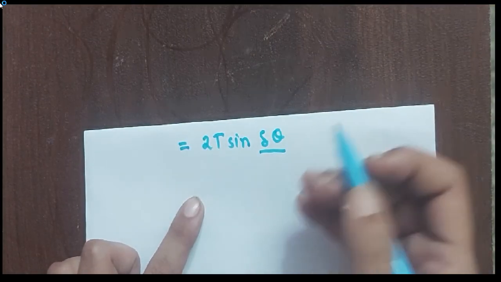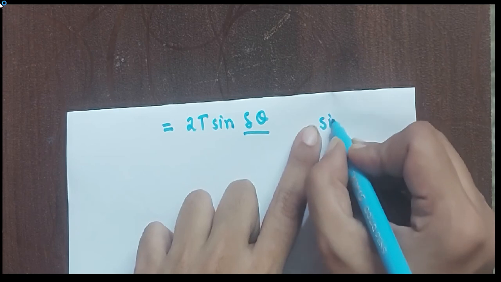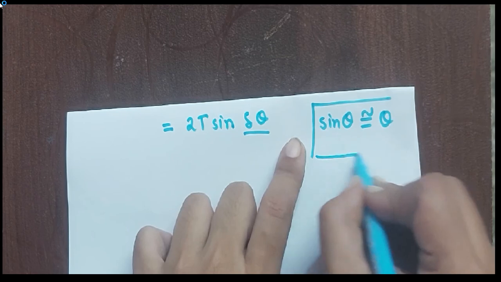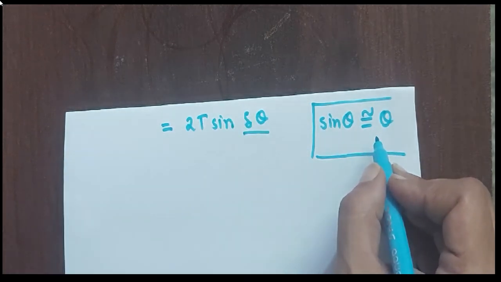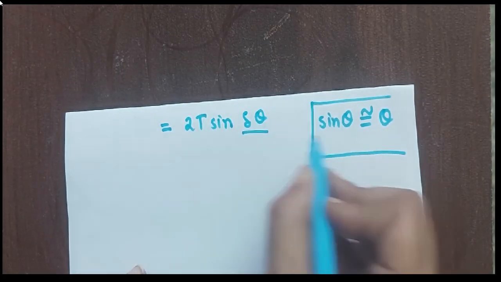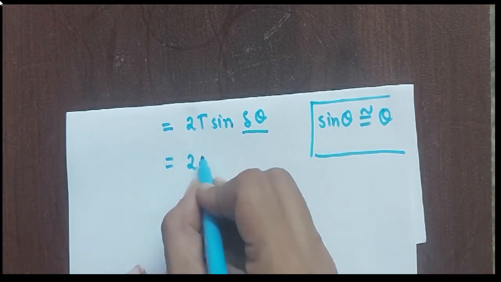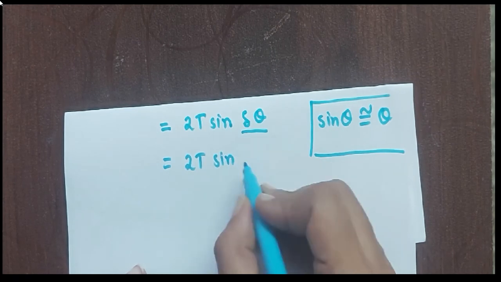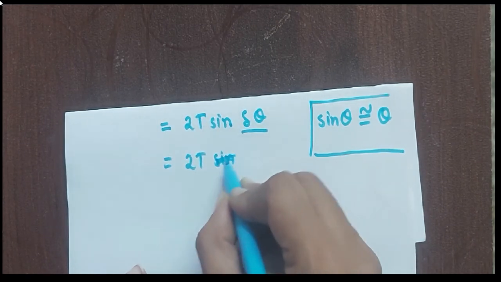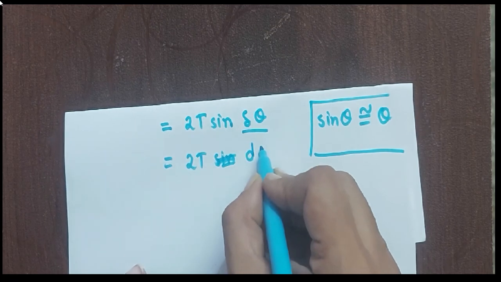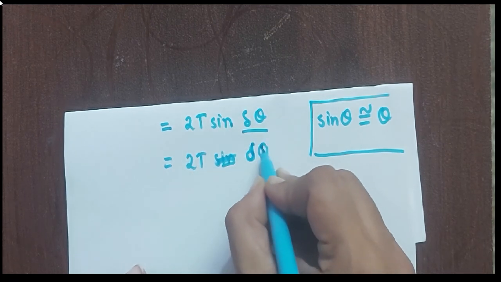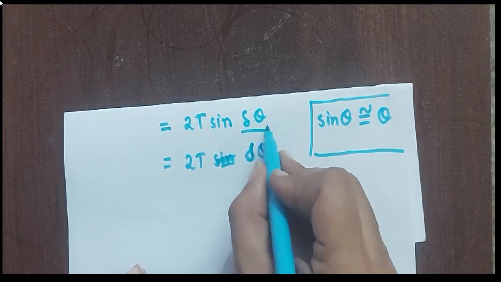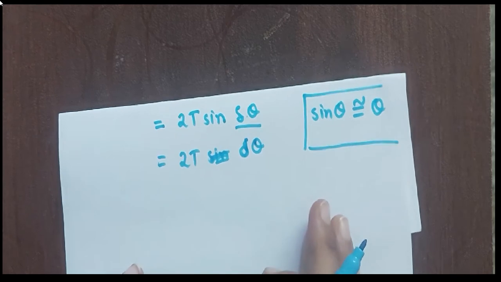Here theta is so small that sine theta is nearly equal to theta. For this only this is true. So we will replace this sine theta by theta. So we will obtain the force along the vertical direction. The force is given by 2T del theta. Here it is del theta. So if it is theta, then we will write as theta. Since it is del theta, we will write as 2T del theta.